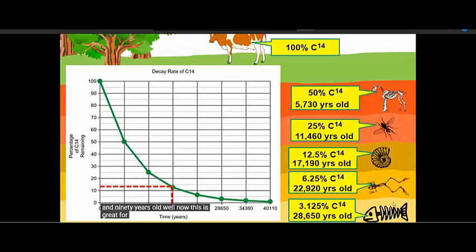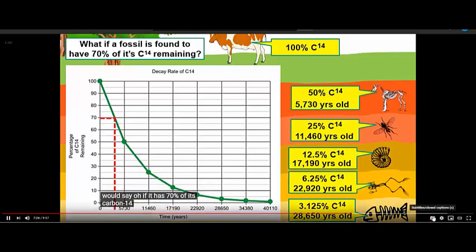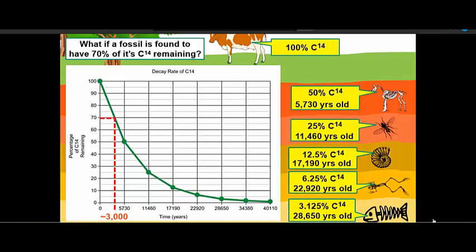Now this is great for the data that we just talked about, but what if there's something that is discovered that is in between? Let's look at that. What if a fossil is found to have 70% of its carbon-14 remaining? This is where you can see the beauty of a line graph. We can just estimate by drawing an imaginary line down, and we would say, if it has 70% of its carbon-14 remaining, it would be roughly around 3,000 years old, give or take a few years, of course.